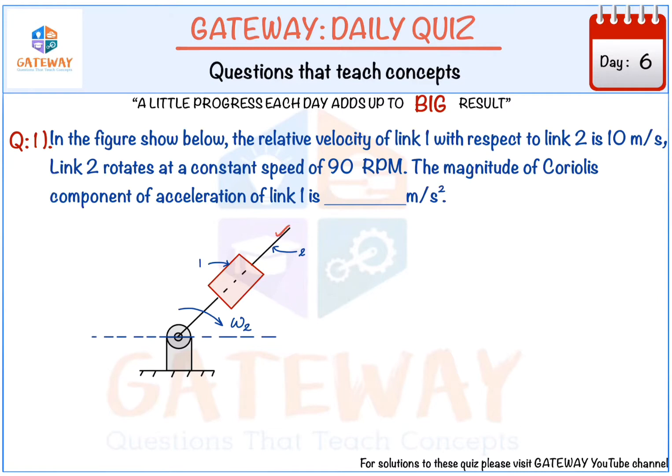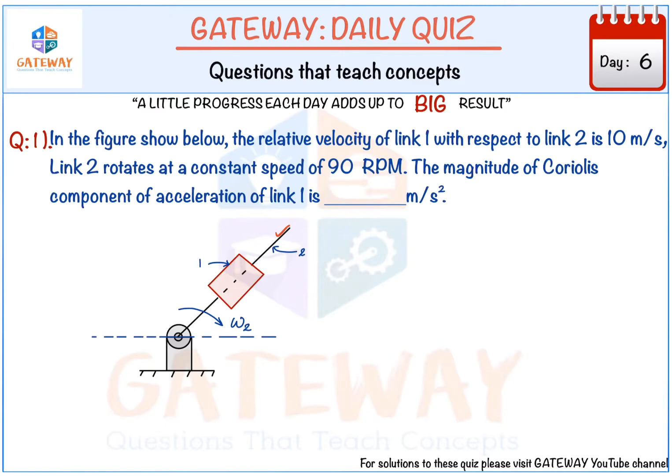The magnitude of the Coriolis component of acceleration on link 1 is? Whenever there is a sliding body on a rotating link, it not only experiences radial and tangential acceleration, it also experiences another special component called the Coriolis component of acceleration. We'll easily solve this question. It is a basic question, but we've taken it just to show the direction.